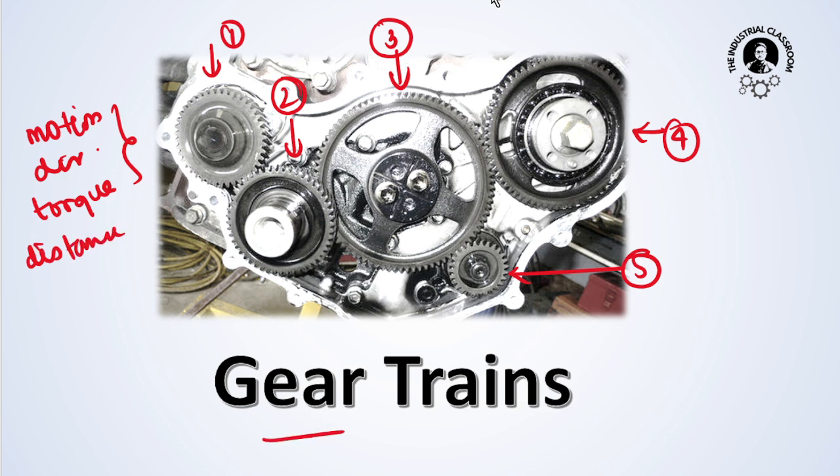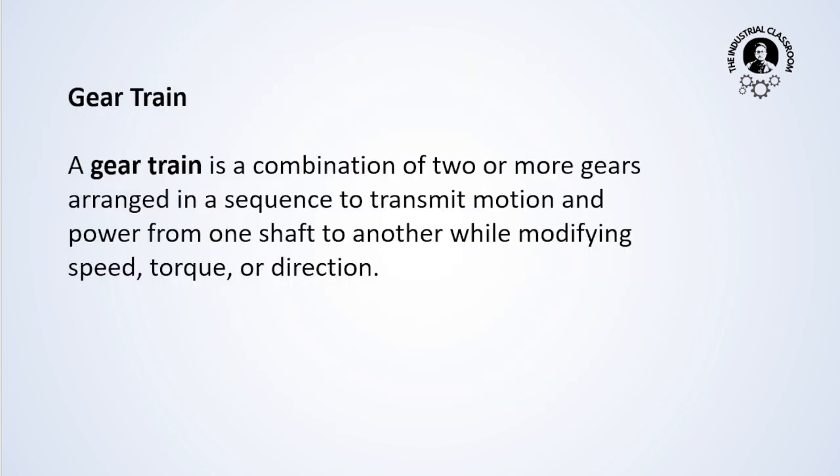So what are these gear trains? Whenever we find a combination of gears to provide some required motion or to provide some required power, this is called a gear train. Let us move on to the definition. A gear train is a combination of two or more gears arranged in a sequence to transmit motion and power from one step to another while modifying speed, torque, or direction.